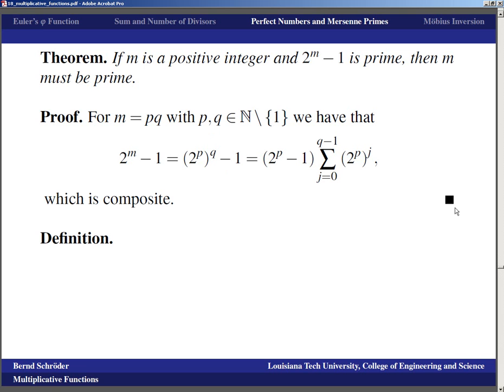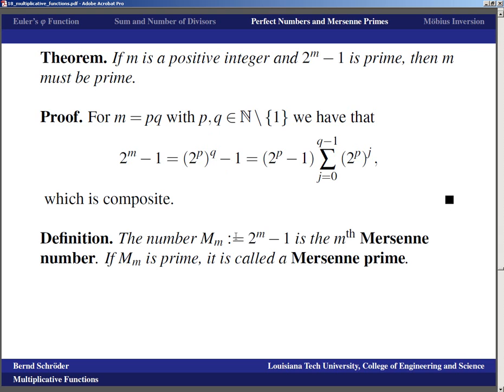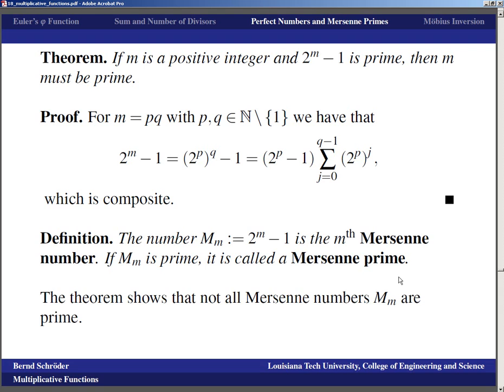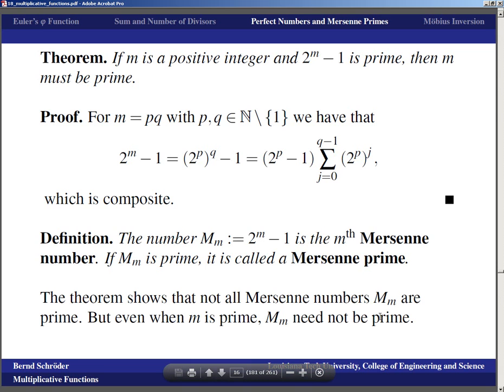So, definition: the number M sub m, which is just 2^m minus 1, so it's really not a terribly strange looking thing, is called the mth Mersenne number, in honor of a French mathematician named Mersenne, who probably did not necessarily prove that one, but probably proved the theorem before that. Not quite sure, I'm not a historian either. And if this number M sub m is prime, we will call it a Mersenne prime. The theorem up top shows that not all Mersenne numbers are prime, but even when m is prime, M sub m need not be prime.